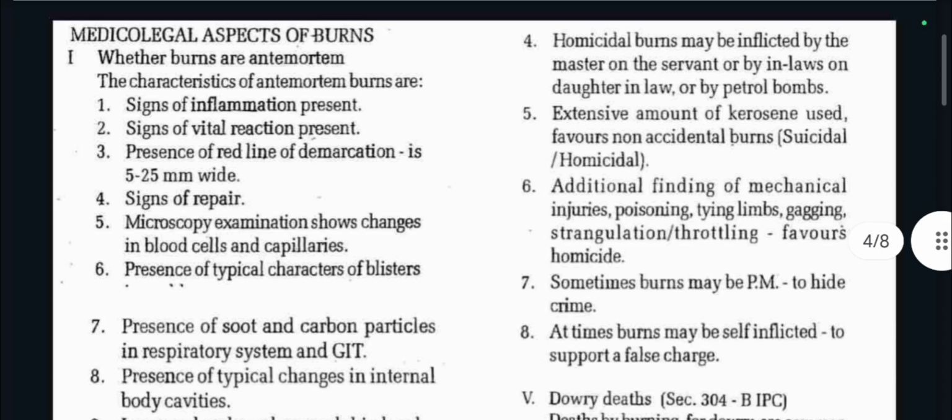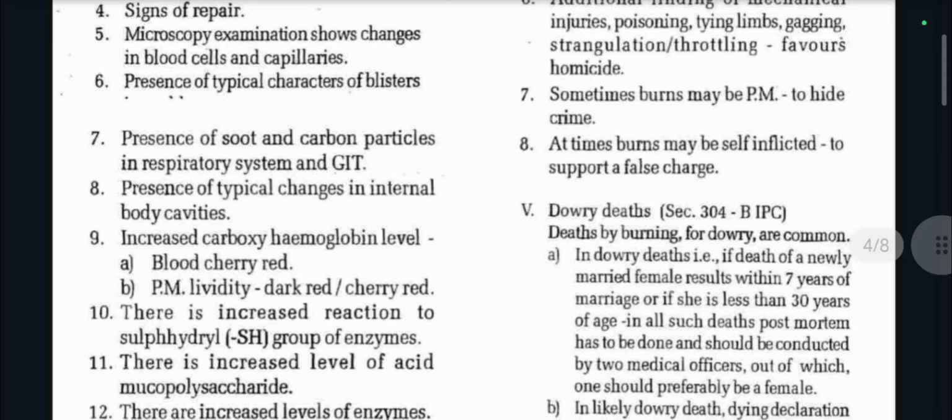So whenever you find a large amount of kerosene, you may think of suicidal and homicidal burns. Additional findings of mechanical injuries like poisoning, tying of limbs, gagging, strangulation, throttling favor homicide. So whenever you find these additional findings, you may think of strangulation, throttling, gagging, etc. Sometimes burns may be postmortem also, to hide the crime. Whenever a murderer commits a crime, he or she burns the body. So that is the point: sometimes burns may be postmortem to hide the crime.